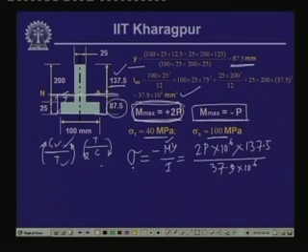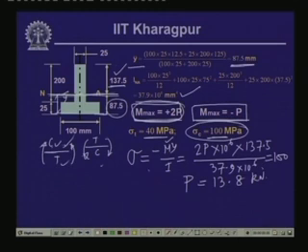Now, this is the stress at the top which is compressive in nature. So, we have this as equal to 100 MPa. If we limit this to 100 MPa, then correspondingly the value of P which we get is equal to 13.8 kilonewton.